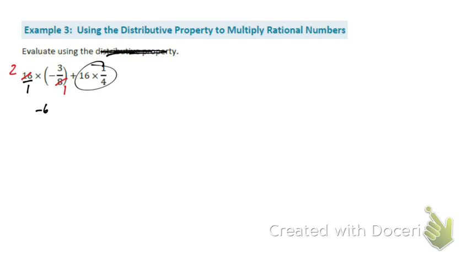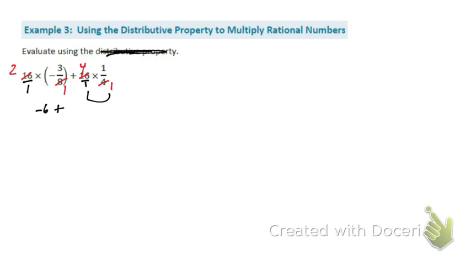Then over here, 16 times 1/4 turns to 16 over 1. Again, you're doing 16 times 1 over something. So you're basically just doing 16 divided by 4. But let's do it out for practice. 4 goes in 4 once, and 4 goes in 16 4 times.